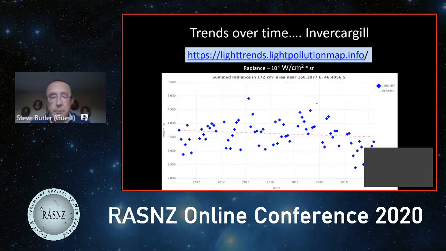the current time. And so it's showing a trend line, and it's quite nicely sloping downwards. The figures are radiance, 10 to the minus 9 watts per square centimetre per steradian. And that's really just measuring on a curved surface as the satellite travels over the surface of the Earth. So it's scanning. These are summed monthly figures of light coming up into space from Invercargill.